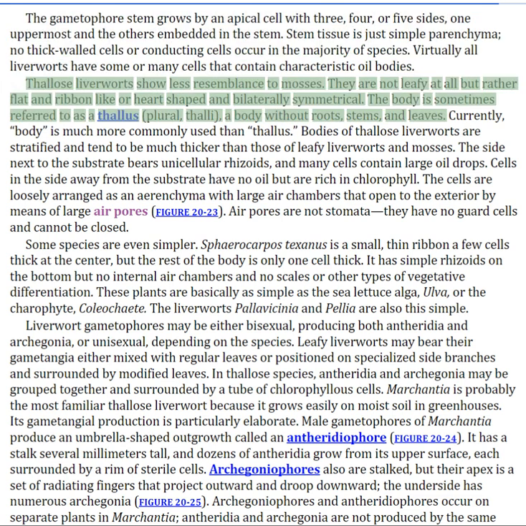Thallose liverworts show less resemblance to mosses. They are not leafy at all but rather flat and ribbon-like or heart-shaped and bilaterally symmetrical. The body is sometimes referred to as a thallus, a body without roots, stems, and leaves.